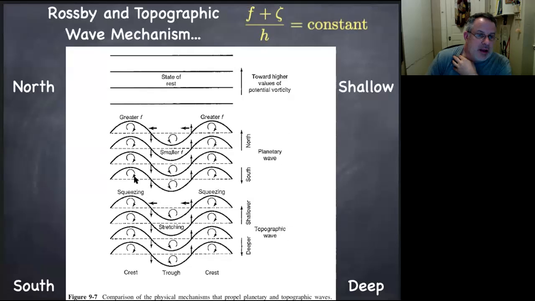You can make it either on a planetary basis, where you have a variation in F because of the beta effect, or you can actually make topographic Rossby waves because you have stretching and squeezing in the denominator of the potential vorticity equation. So either F can vary from north to south, or H can vary from offshore to onshore, and you get Rossby waves in both cases.